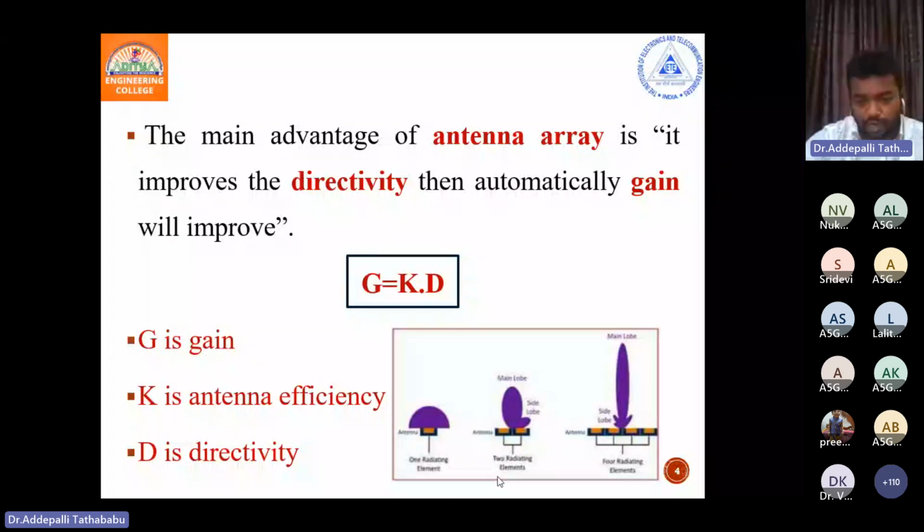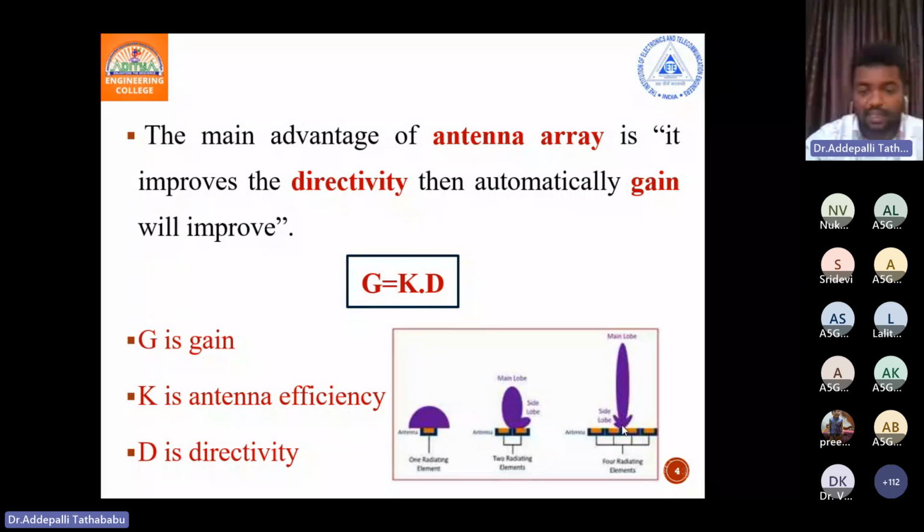From this figure, we can see this is the single radiating element, and this is the radiation pattern of a single element antenna. Here, this is the two element array, and this is its radiation pattern. This is the four element array, and this is its radiation pattern. If you observe the radiation patterns of the three cases, this one is just like a half circle. This one is an elliptical structure with low axial ratio, and this one has more directivity compared to that one.